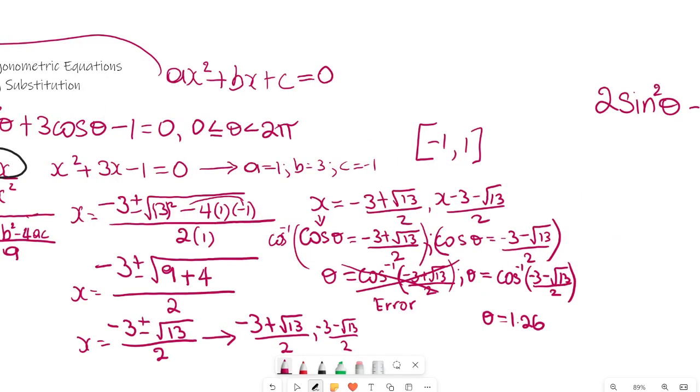Okay, so now if you notice the solution here, the angle inside, cosine inverse of negative 3 minus root 13 over 2, is actually going to be a negative value, because it's going to be negative 3, and the square root of 9 is 3. So it's going to be around negative 3 minus a 3 point something, so negative 3 minus 3 point something divided by 2. This is going to be negative 6 point something divided by 2, so this is going to actually be a negative value.